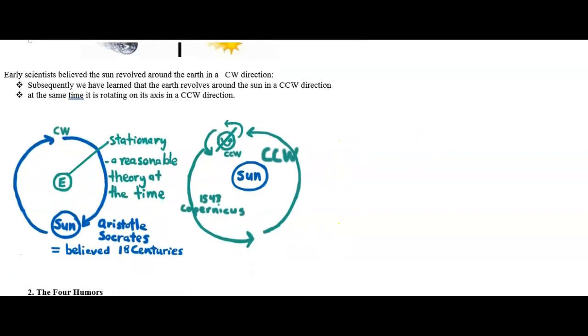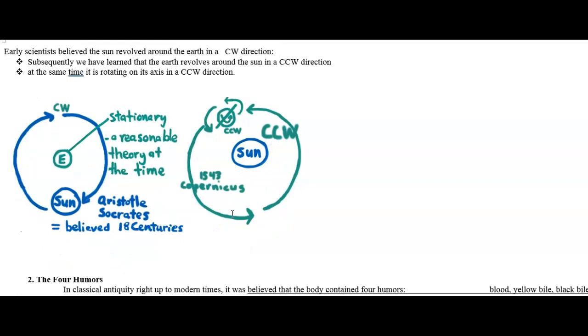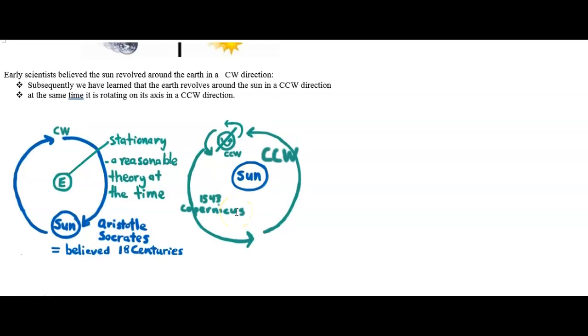So this is what they used to believe. And actually, people who disagreed with this, I think some of them got killed. They believed the sun revolved around the earth in a clockwise direction. Subsequently, we have learned that the earth revolves around the sun in a counterclockwise direction. So this is what we believed. Well, I didn't believe it, but Aristotle, Socrates, and other people believed.